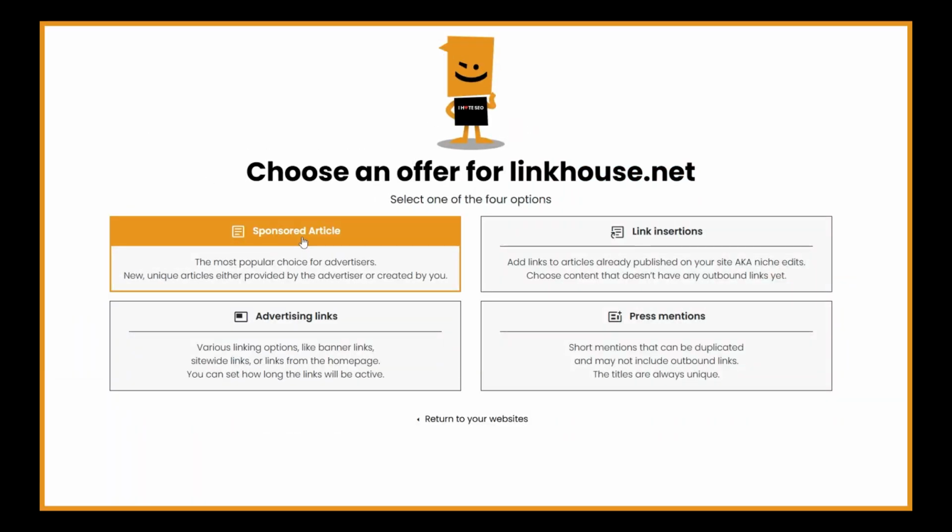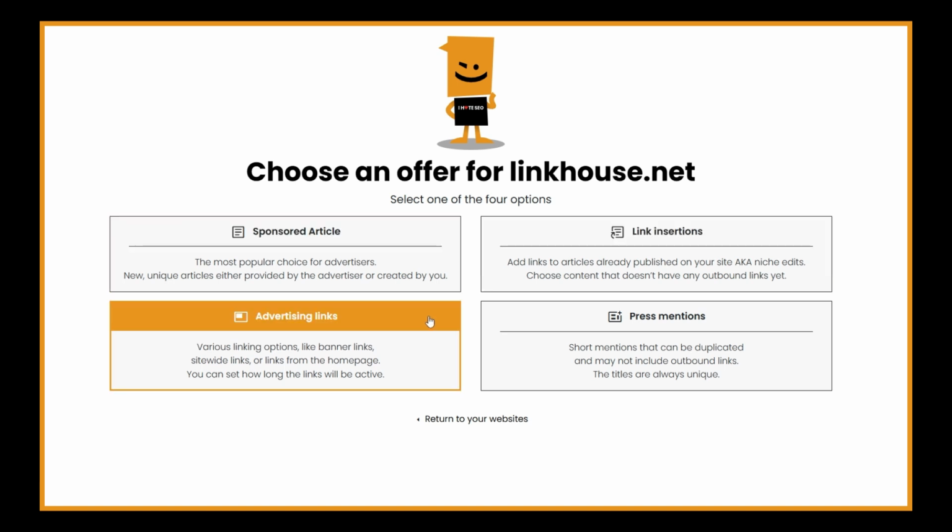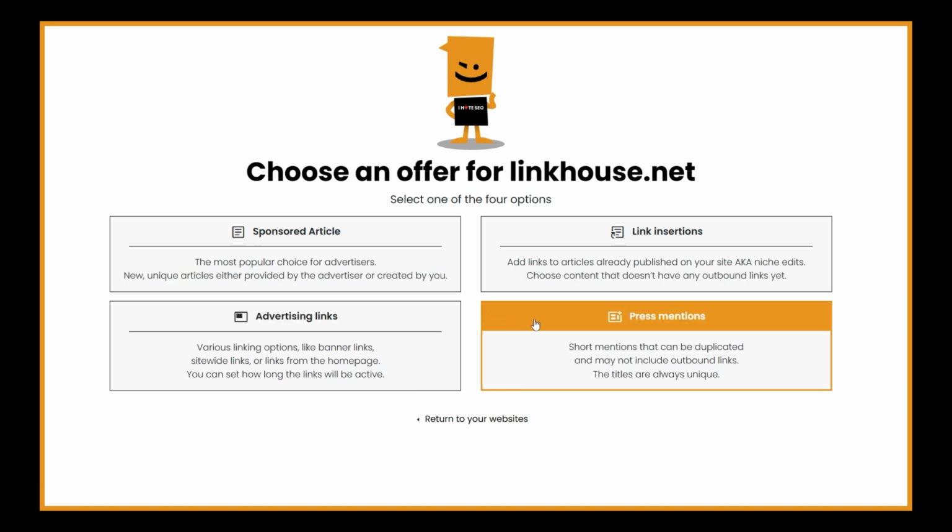Next, you need to create offers that advertisers can purchase. You can choose from 4 types of offers: sponsored articles, an article written by you or the advertiser, published on your site; link insertions, adding a link within an existing article; advertising backlinks, banners or text links placed on your website; and press mentions, short mentions, possibly without outbound links.